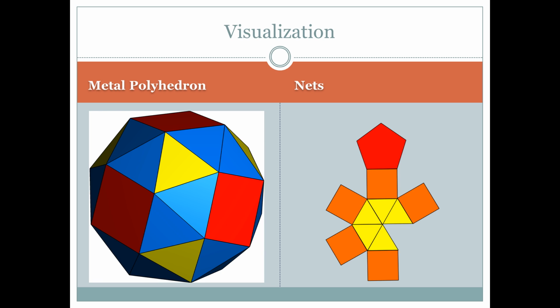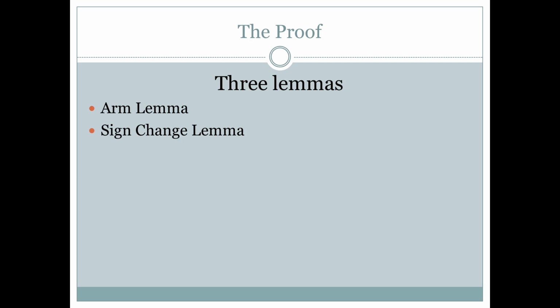So we're going to talk a little bit about the proof of this. To prove it, we're going to go through three different lemmas. So the first one we call the arm lemma, and then we kind of deal with the sign change lemma, and then a color lemma at the end.